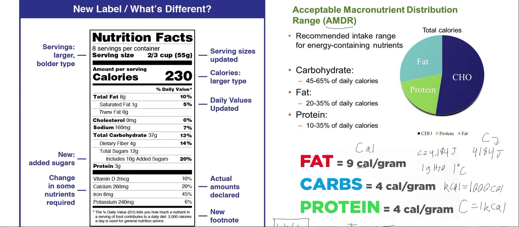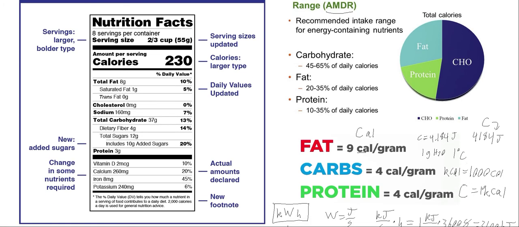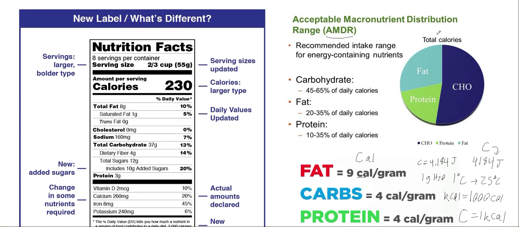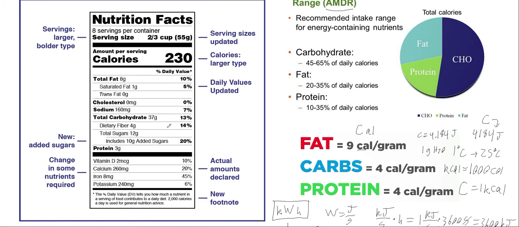And so that's how a calorie is defined in nutrition, is that it is 1 kilocalorie, where a calorie is 4.184 joules, defined as the amount of energy that it takes to increase 1 gram of water by 1 degree Celsius. And if I'm not mistaken, I believe this is when you are at 25 degrees Celsius, because this will change depending on what temperature you are at. And so this is the idea of the acceptable macronutrient distribution range, or AMDR, and that's what these percents here are based off of.